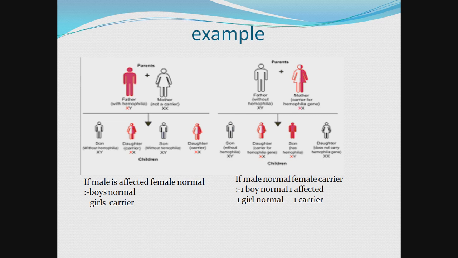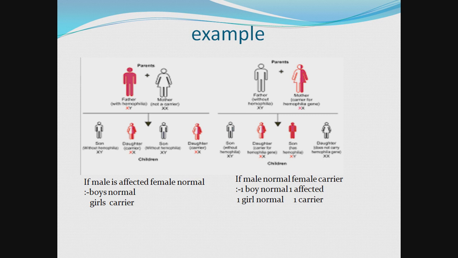The third case is again the affected X with the normal X. It will again become a daughter who will be a carrier. And here the son will be XY and the son is perfectly normal, no problem. So in this case, if the male is affected and the female is normal, the boys are normal, but the girls will become carriers.